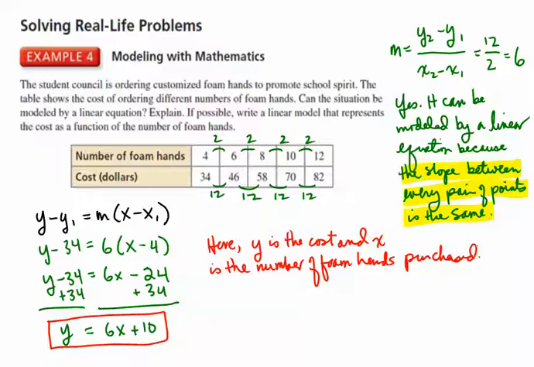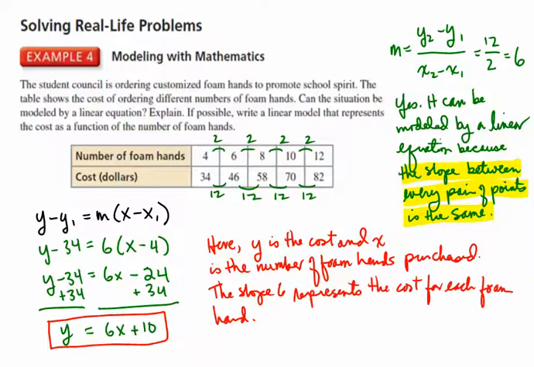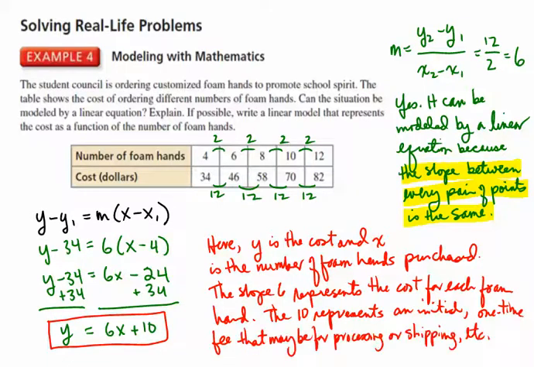So let's take a look at what this equation means. What the equation says to us is that 6, the slope, represents the cost for each foam hand. So we're going to multiply the number of foam hands that we want to buy times 6. The 10 represents an initial one-time fee that may be for processing or shipping or something of that nature.